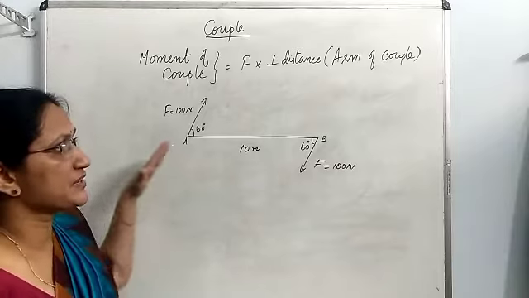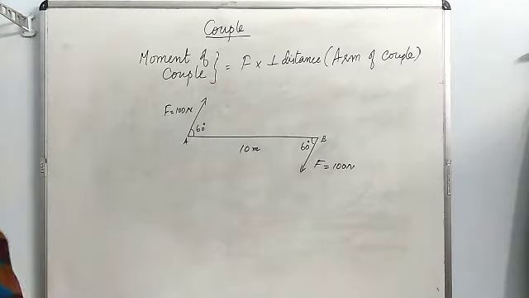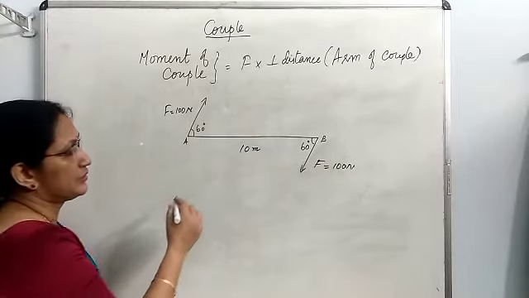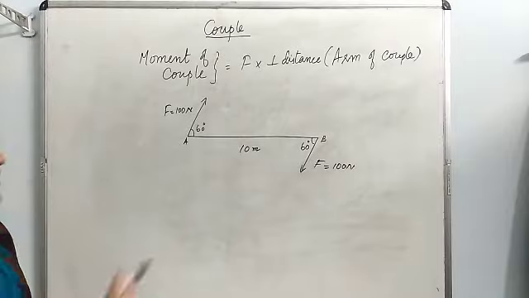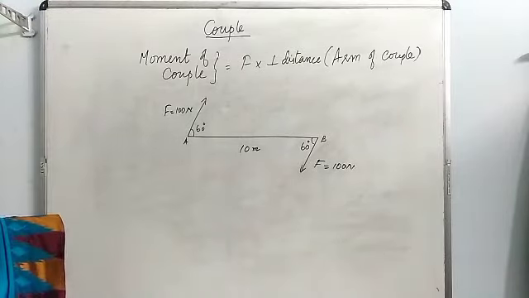Both the forces, you can see they are parallel. If you draw the line of action of the forces, they go parallel. In this case, how will you find the moment of the couple? Force into perpendicular distance. How will you measure the perpendicular distance? Actually, this AB is not the perpendicular distance between the two forces.